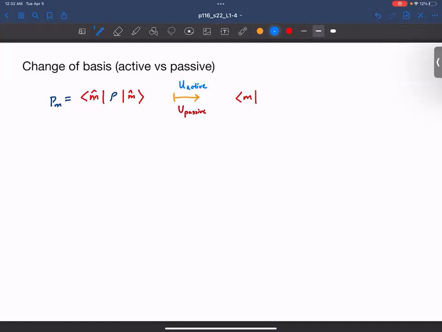So I'm going to do U, not the right color of red. Nice dark red. U, passive. Give this dagger. The U, active. U, active. Passive. And then we put in M. We'll put in rho. We'll put in our daggers appropriately.